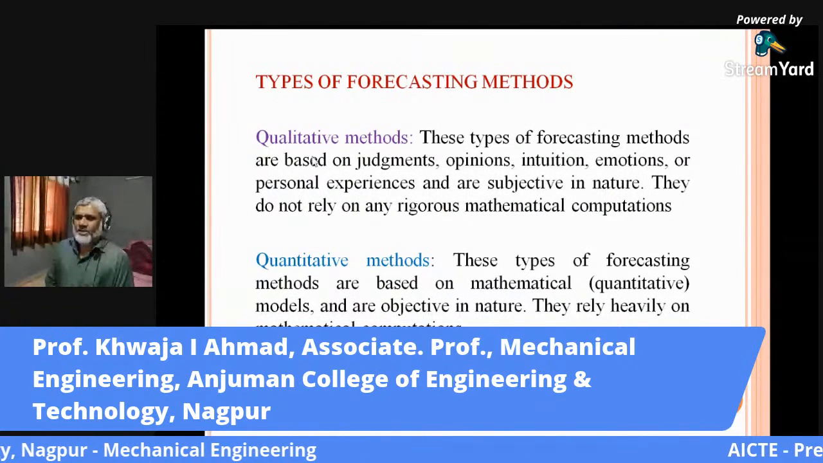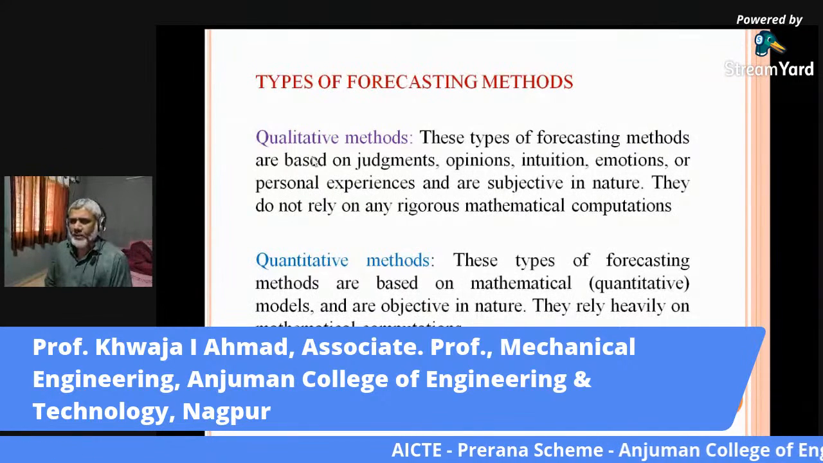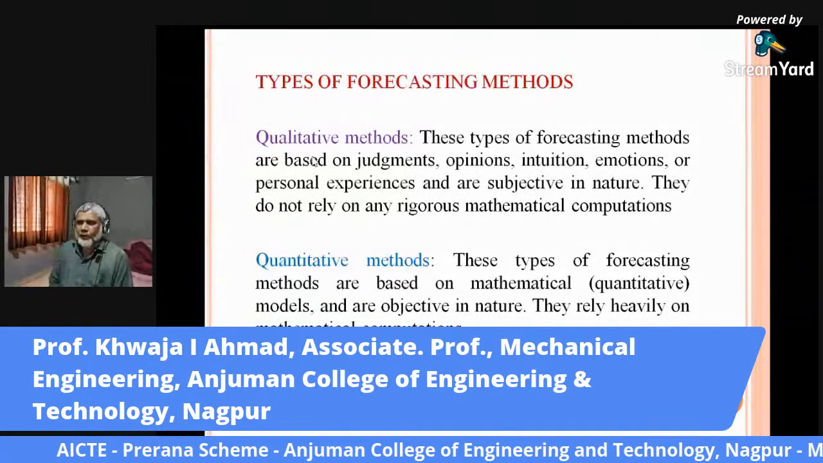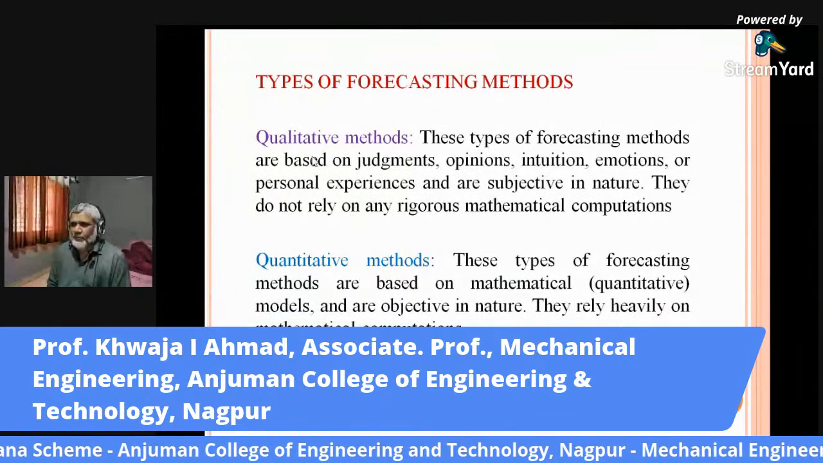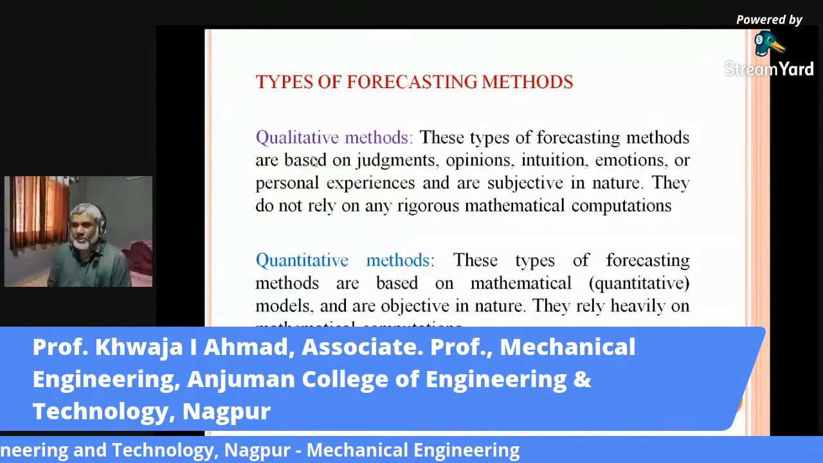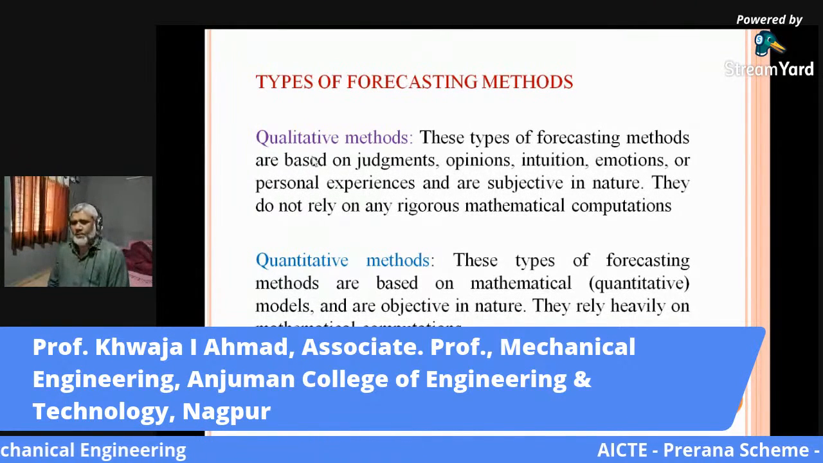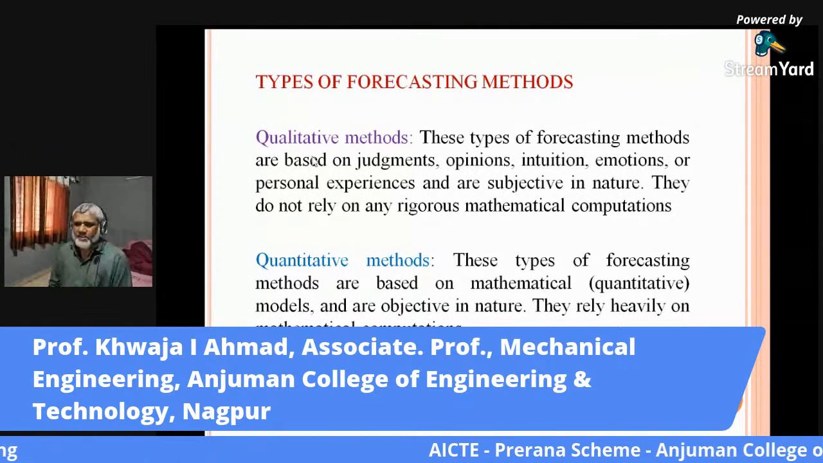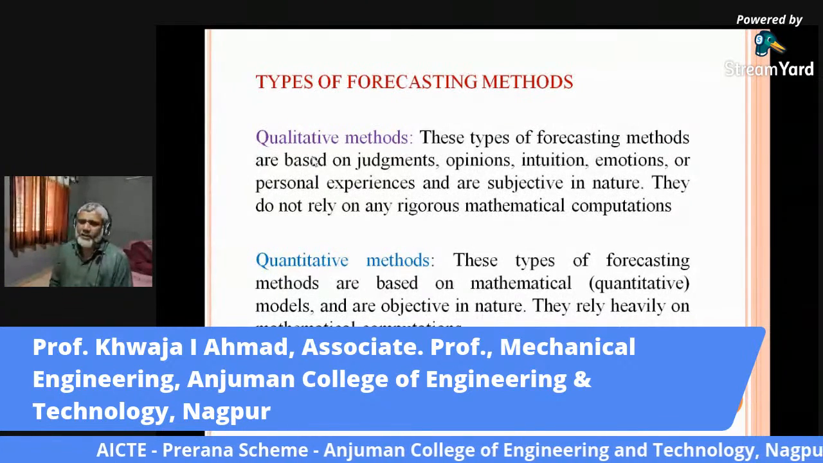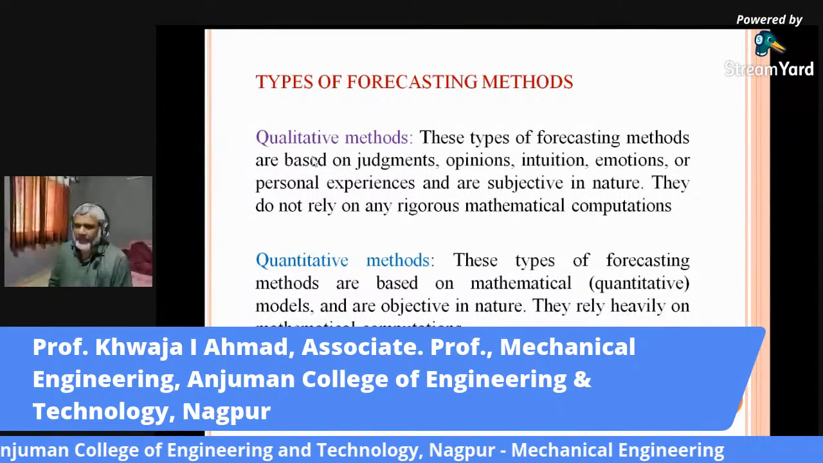Types of forecasting methods. What are the various types of forecasting methods? One is the qualitative method, another one is the quantitative method. Qualitative methods are forecasting methods based on judgments, opinions, even intuitions, emotions, or some personal experience, and are subjective in nature. They do not rely on any rigorous mathematical computation. This is a qualitative method.